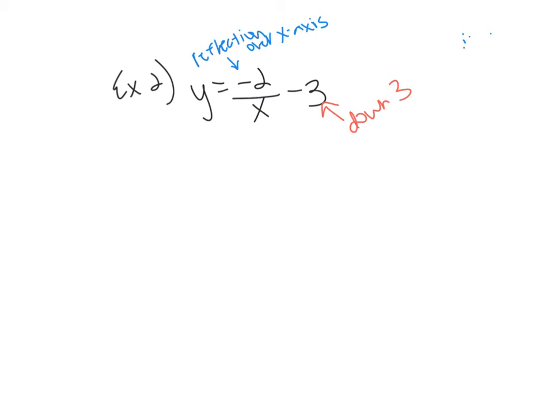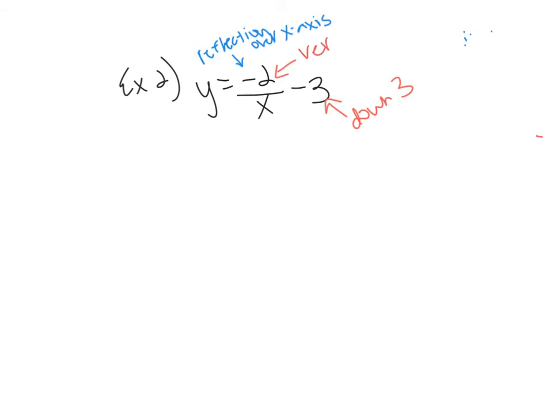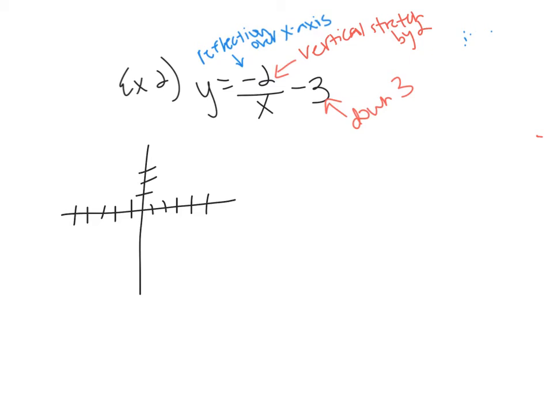And we also have a 2 instead of a 1 over x. We have a 2 over x. That means we're multiplying by 2, and multiplying by 2 means we have a vertical stretch by 2. So let's see if we can draw a quick sketch of the graph without the calculator. Of course, if you need the calculator as assistance, that is okay.